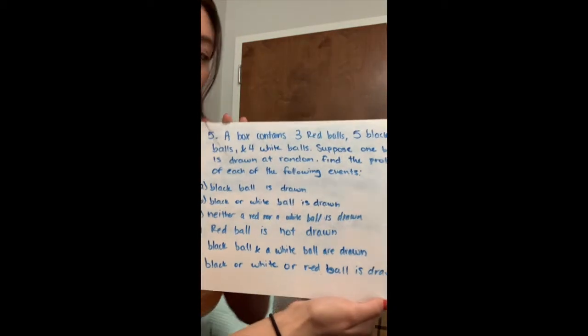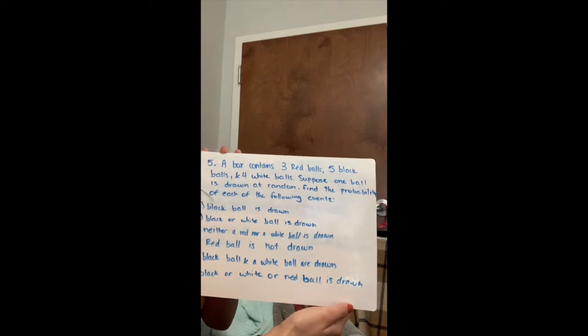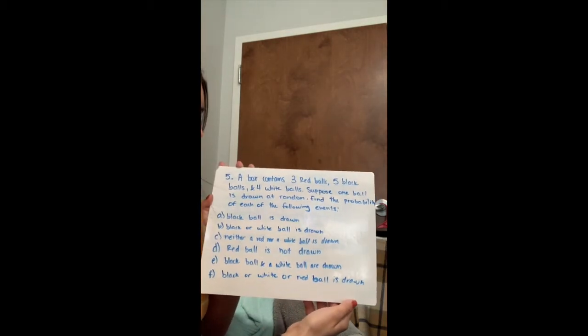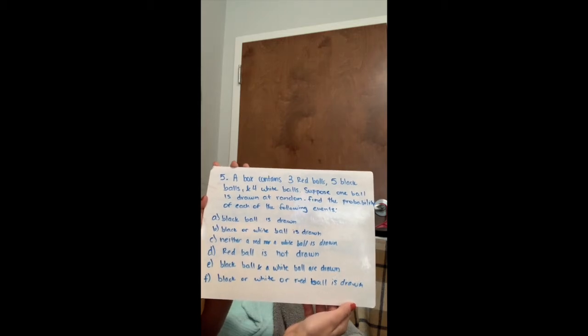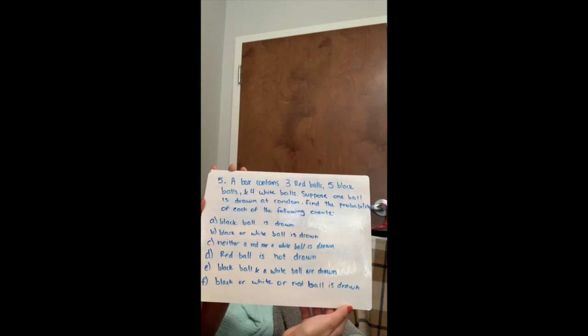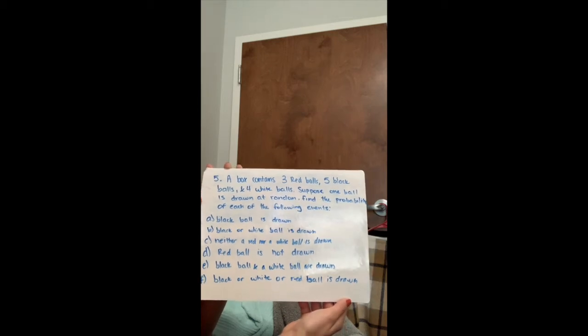So for number 5, the question is listed out as: a box contains 3 red balls, 5 black balls, 4 white balls. Suppose one ball is drawn at random. Find the probability of each of the following events. So A asks for a black ball is drawn.